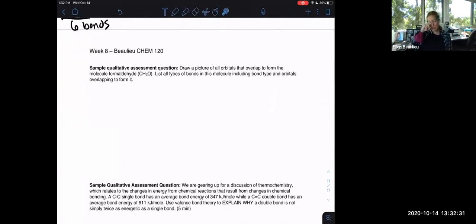Okay, I drew formaldehyde earlier. I want you all to take a practice. I want you to list all the bond types in this molecule. And I want you to list where any non-bonding electrons live. I want you to go through this process. I'm going to give you 4 minutes to list all the bonds, potentially try to draw a picture of the bonding if you want to practice doing that. Where do all the electrons live?